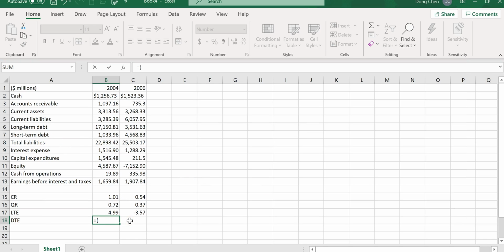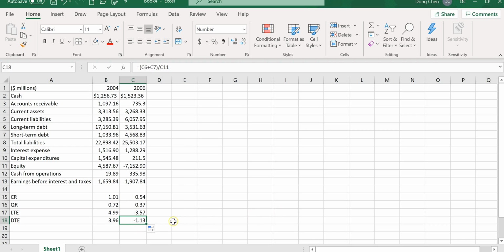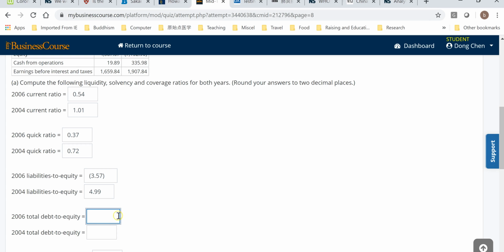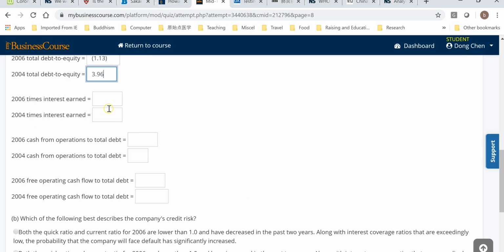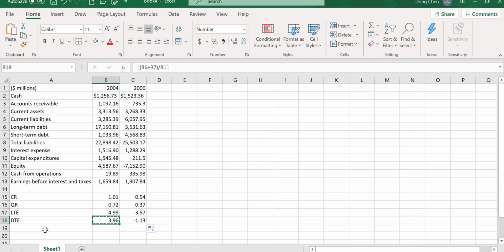So we just calculate the sum of these two numbers, long-term debt and short-term debt, and then divide that by the same denominator as the liabilities to equity, which is equity here. Then we pull the cell to the other year. Again, the reason it's negative is the negative equity there. So just copy the number back and add a minus sign. And this is for 2004. And then times interest earned, TIE.